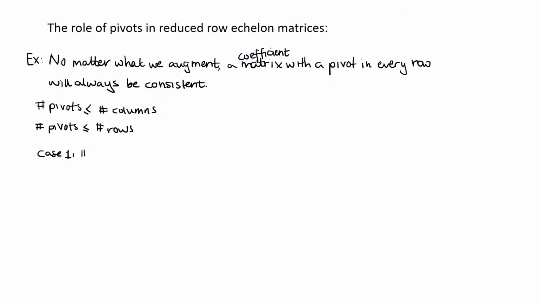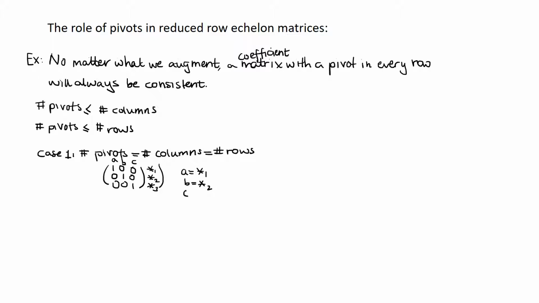So our first case is that the number of pivots is equal to the number of columns. So in this case, we have a square matrix and a pivot in every row, and so a pivot in every column, and that means that our matrix looks like this in reduced row echelon form, the coefficient matrix. And we can see that every unknown here is going to be uniquely specified. So whatever we cared to augment, if we augmented star 1, star 2, star 3, well, a is equal to star 1, b is equal to star 2, and c is equal to star 3. Okay, so this is a sort of a special case.